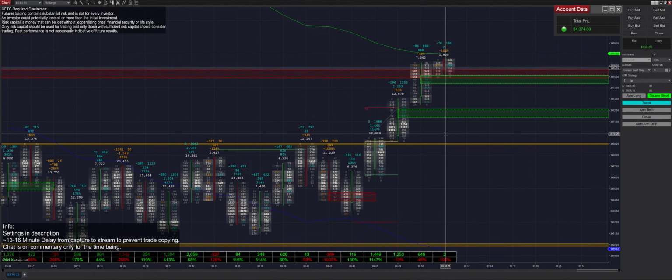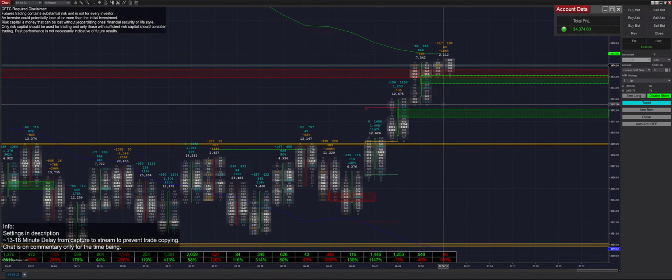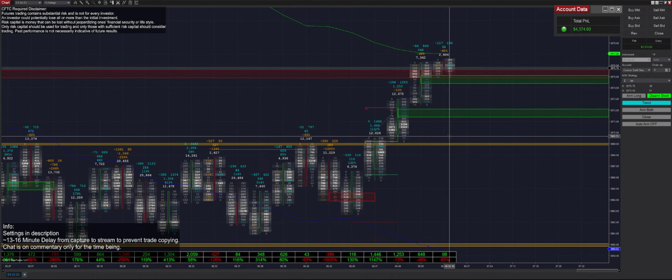So we saw the formation of these two green imbalance zones, which actually gives me a little bit less confidence in this possible short trade, but we're gonna leave it.